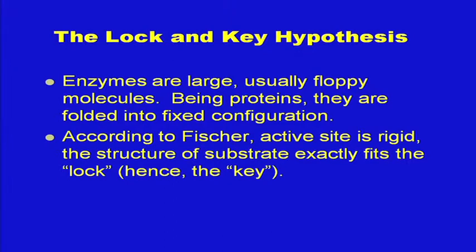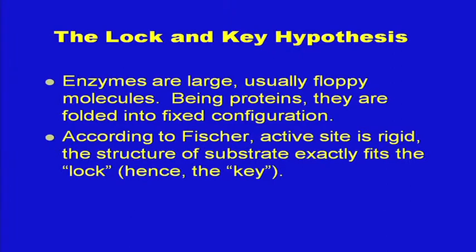It is just like a lock and key. So, a specific key can recognize a specific lock. If you have 2 keys and 2 locks, you cannot interchange the keys. Only one key will be specific for one lock, and in the same way the other key will be specific for the other lock. So, it is just like the lock and key hypothesis.